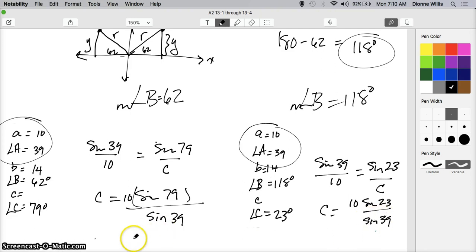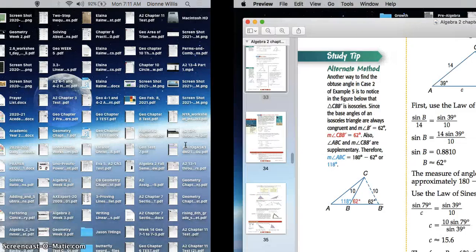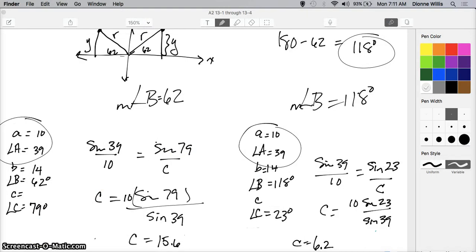We're almost done, my friends. So C in this case and C in this case are going to be different, and they are. Either C is 15.6 or the length of C is 6.2. And I'm going to just show you guys a quick visual from your textbook so you can see what the look of the triangle could be. So again, depending on that value of B, we change the value of C. And so that's what we need to be sure of when we have two possible values for that B value.